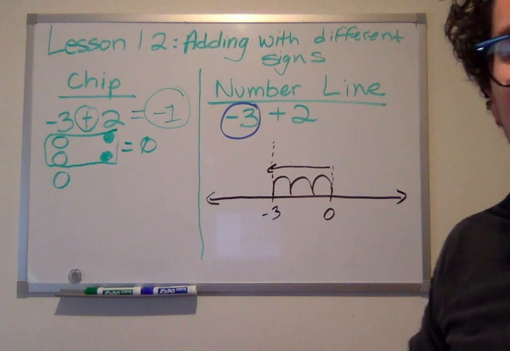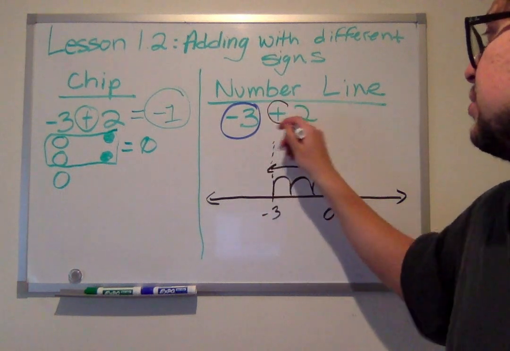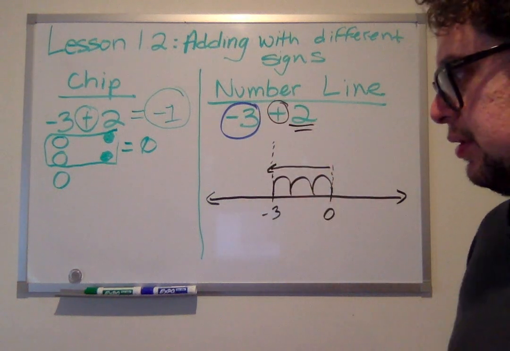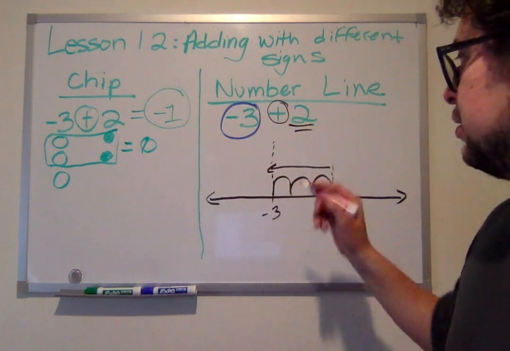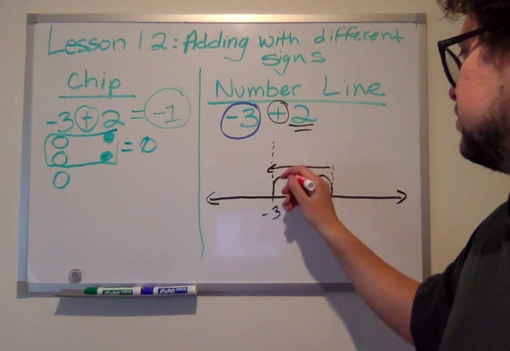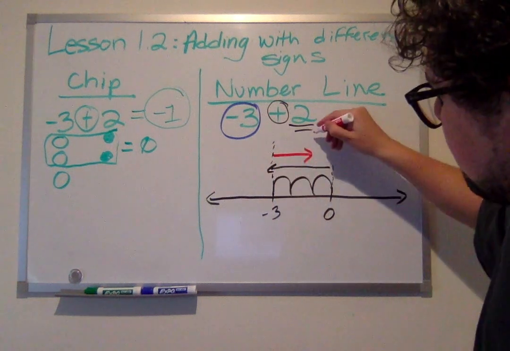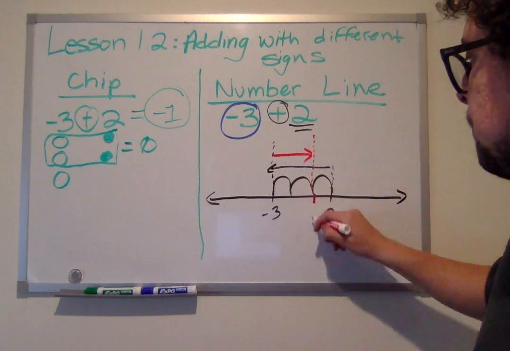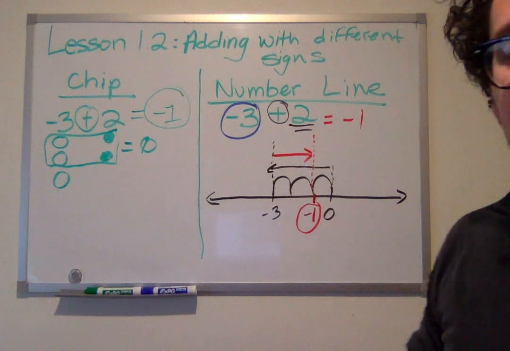Okay. So I get to -3, and then we're going to add, circle my operation, these 2. They're positive, so I have to go in the opposite direction. So I'm going to go over 2 spaces. 1, 2. And where I land is my answer again. So this is equal to -1. Okay?